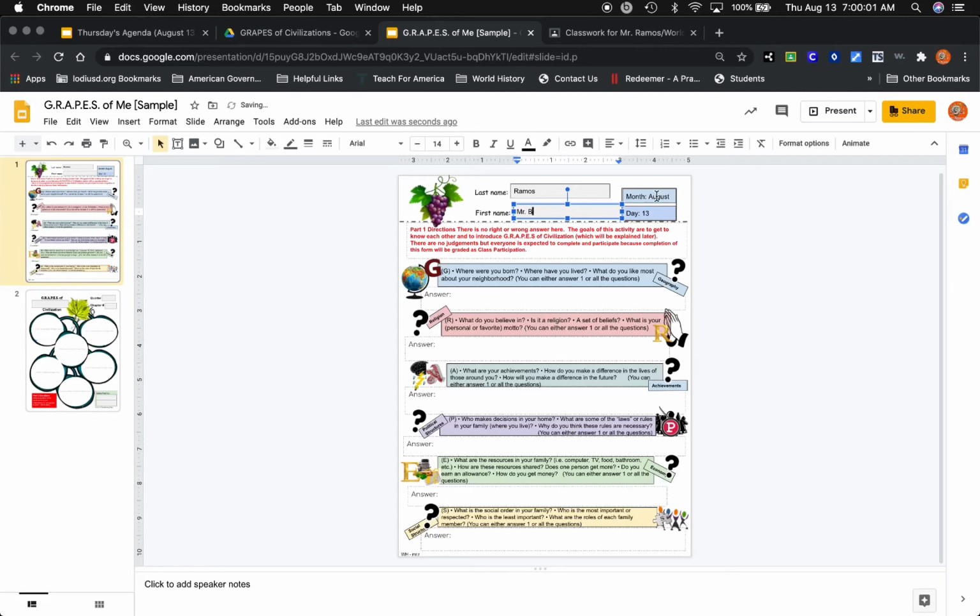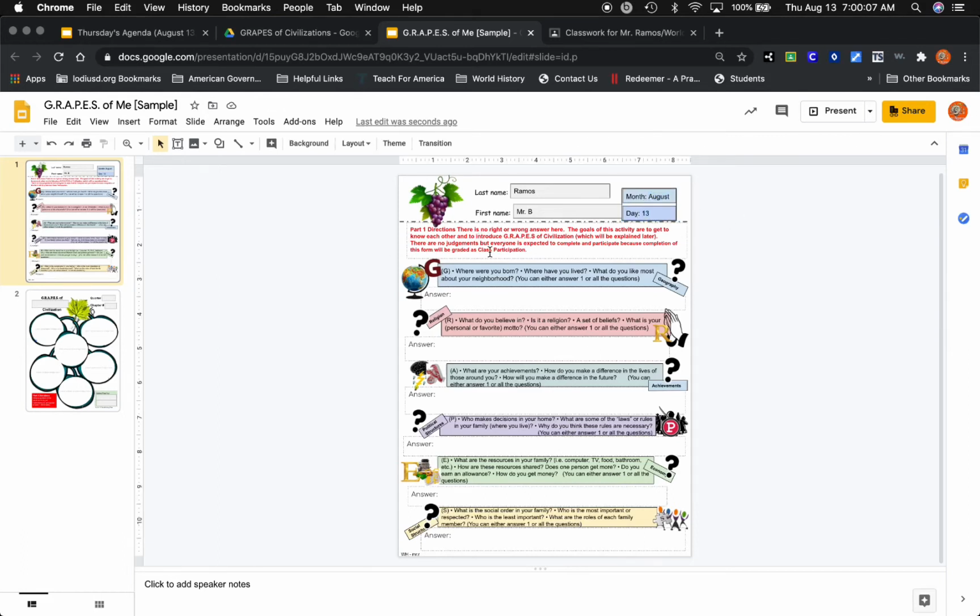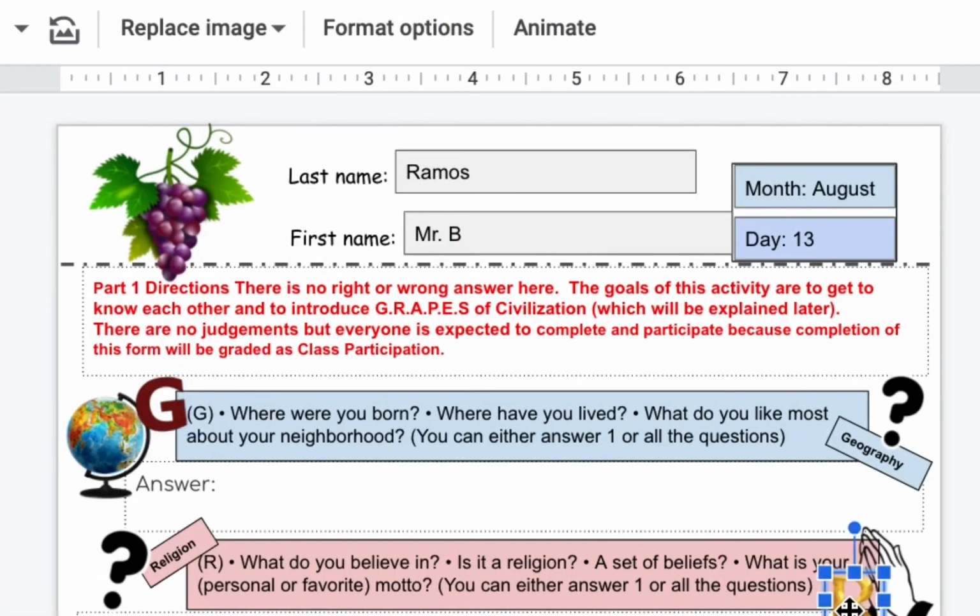First, of course, you have to fill in the information that is very important: name, date, and follow the directions. So this is part one. Let me read the directions for you. There is no right or wrong answer here. The goal of this activity is to get to know each other. That's the first goal of the Grapes of Me.